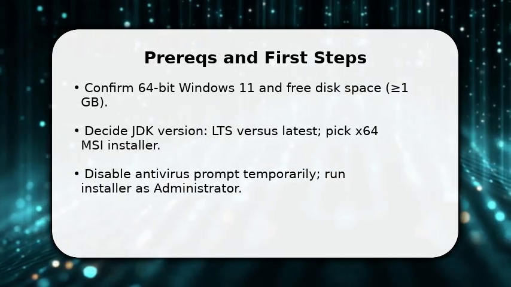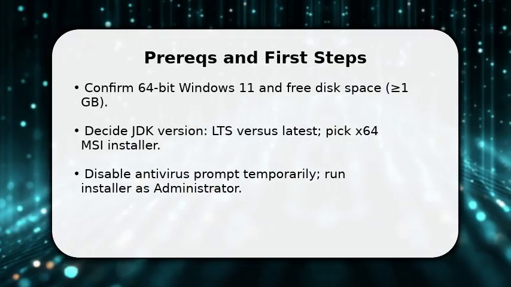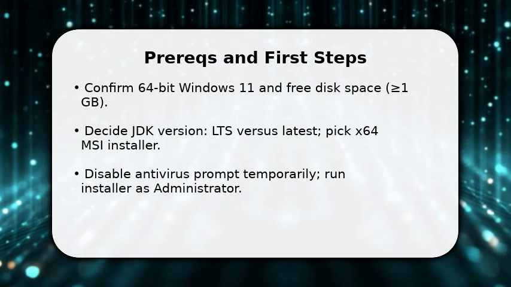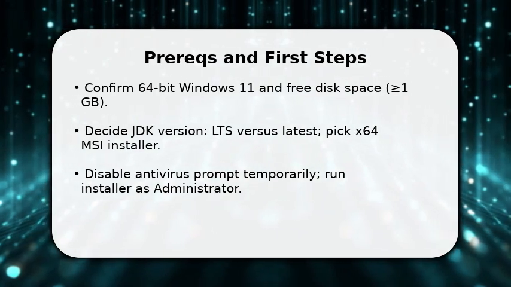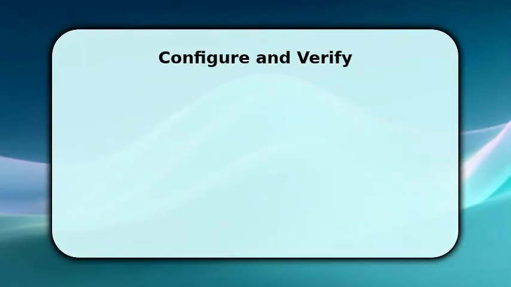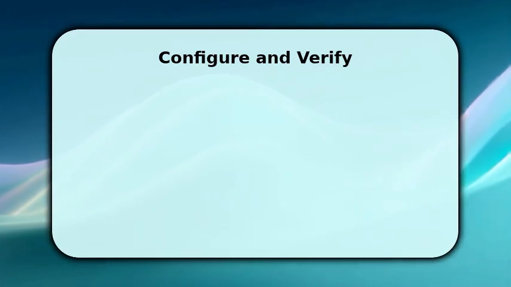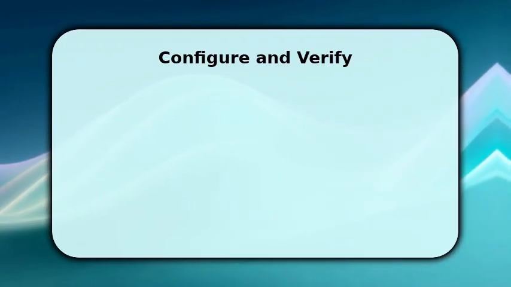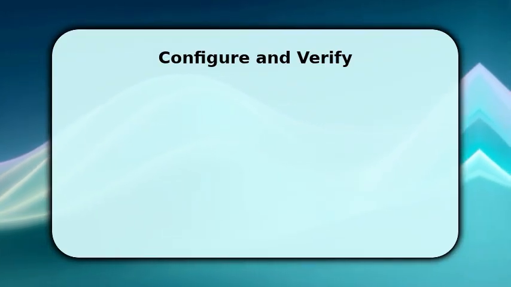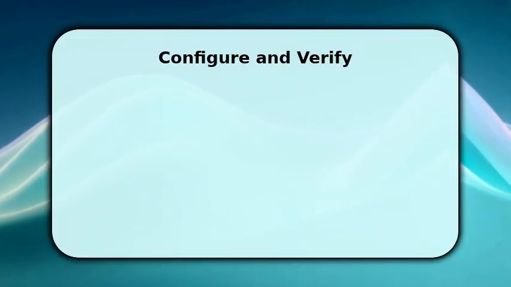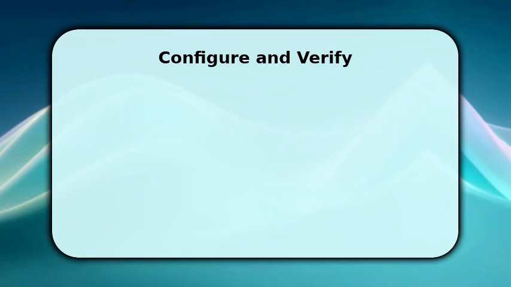During install, opt into adding Java to path if offered. This saves manual steps and lets you run java and javac from any command prompt immediately. Now configure environment variables so development works across tools. Open System Properties, edit environment variables, create JAVA_HOME pointing to the JDK folder, and append %JAVA_HOME%\bin to path. This ensures both java and javac resolve.